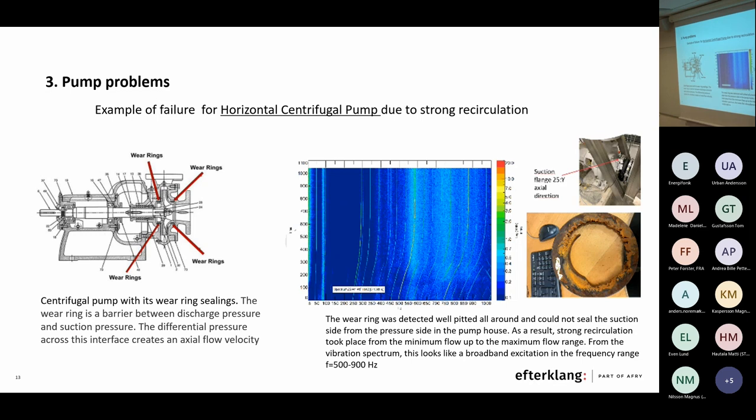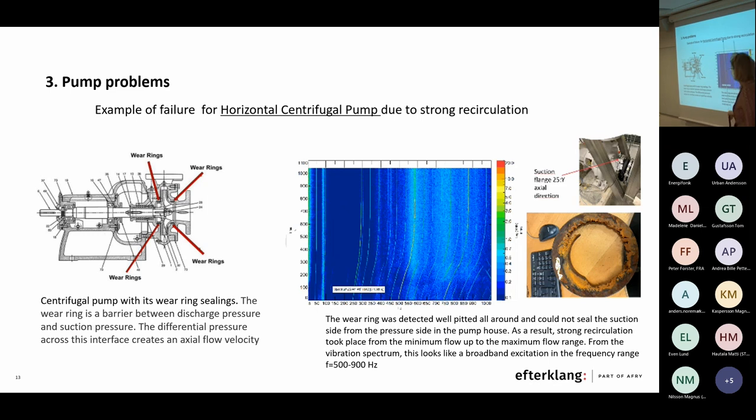We came to this site. It sounded terrible. Actually, terrible. You could not think it was cavitation. No, it was more like broadband noise, but extremely high. And this is what you see here in the spectrogram. You see a lot of excitation here between 500 and 1,000.